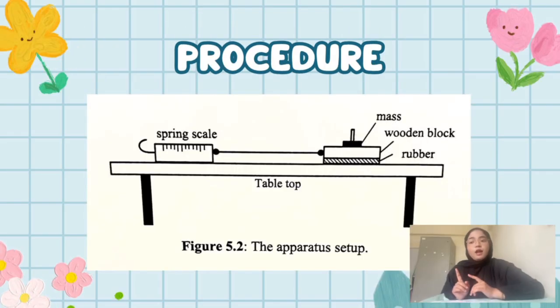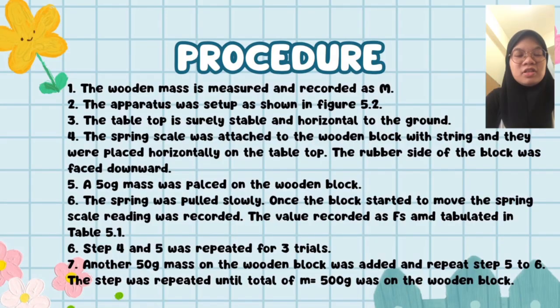So this is the apparatus setup. The first one, the mass of the wooden block is measured and recorded as M. Second, the apparatus was set up as shown in figure 5.2. Third, the table was made sure stable and horizontal to the ground. The spring scale and the wooden block are attached with a string horizontally and placed on the tabletop. The rubber side of the block was made sure to face downward.